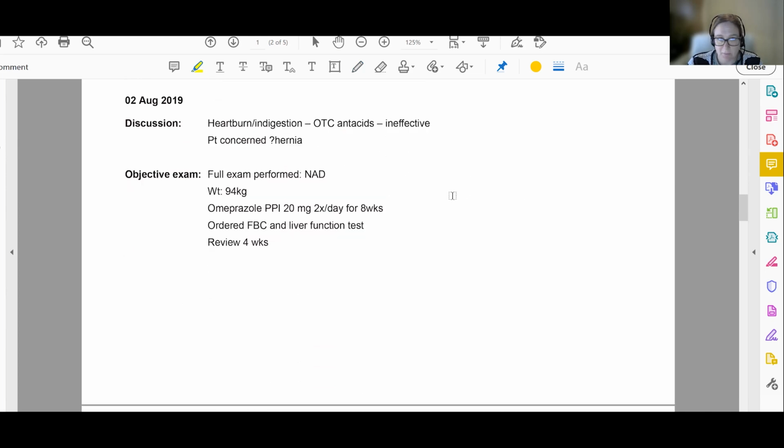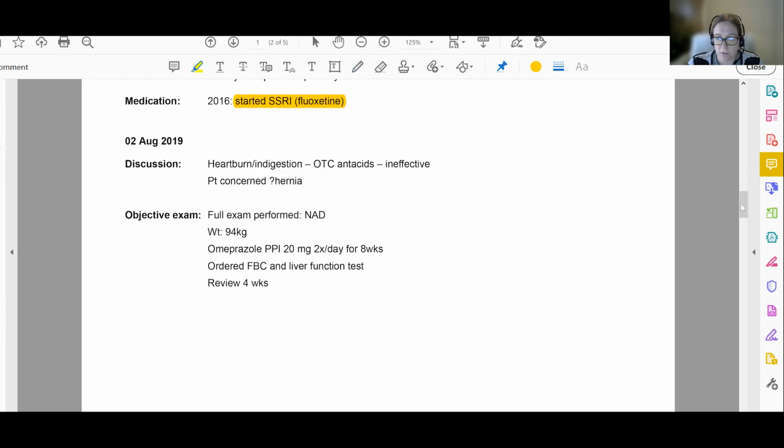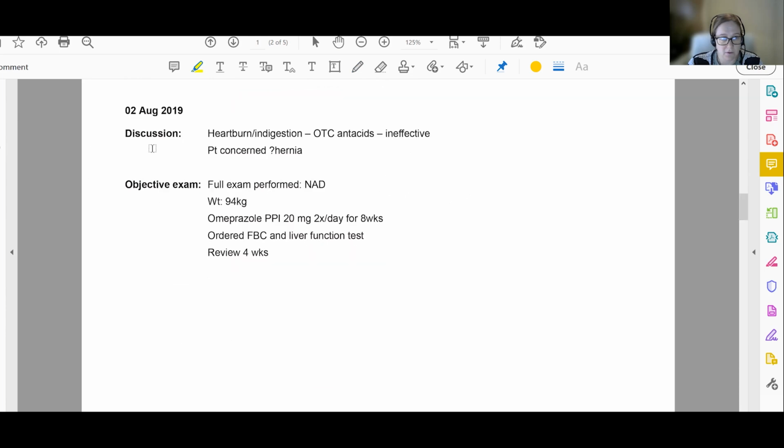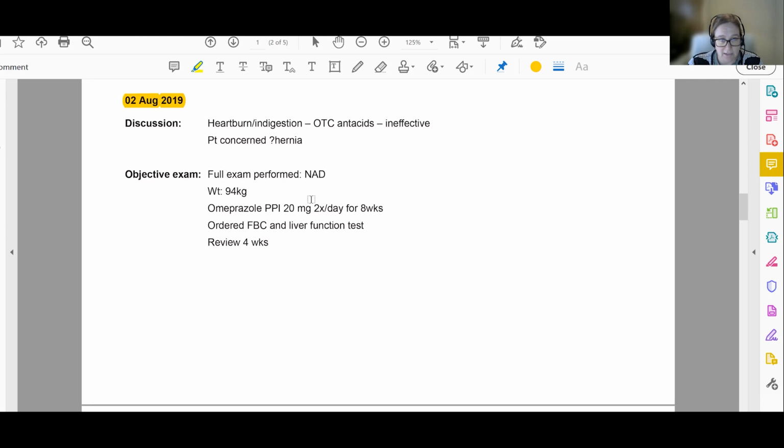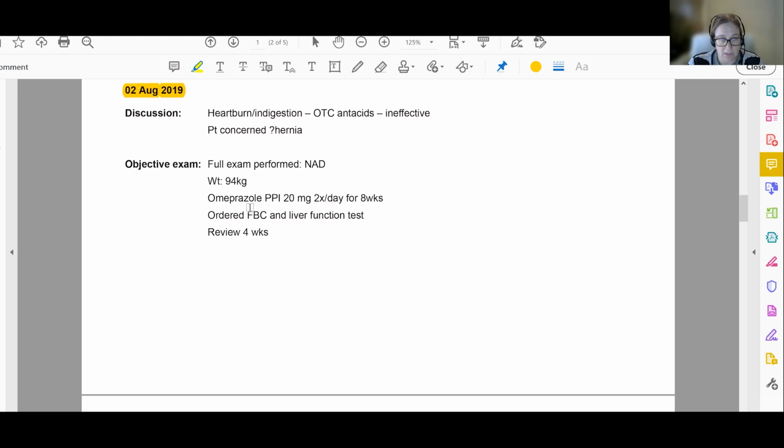So let's look at the patient's story and get a sense of what's happened to Mr. Knowles. So 2nd of August, he came with heartburn and indigestion. Over-the-counter antacids were ineffective. He thought it was a hernia. Okay, so what happened? So we had a full examination, nothing abnormal detected. What did we do? So we commenced him on omeprazole for 8 weeks. We ordered some tests and we asked him to come back in 4 weeks.